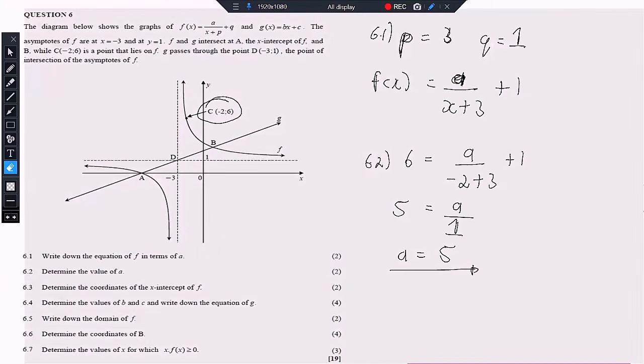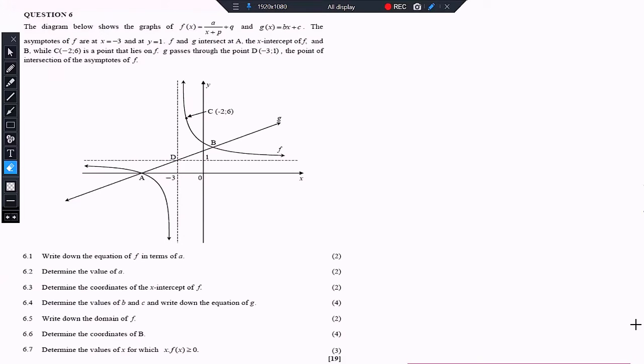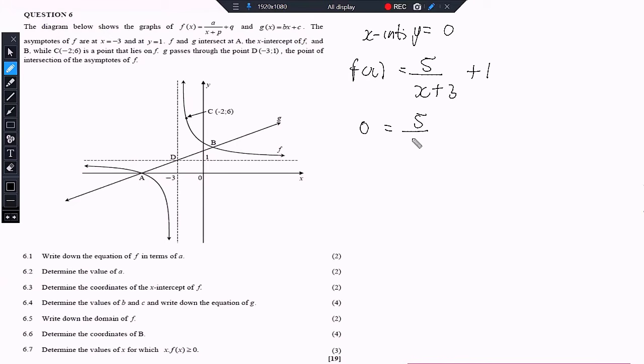And now 6.3 is saying determine the coordinates of the x-intercept of f. So that means for the x-intercept, we must remember to make y 0. And then let's write our equation now that we have the value of A. That's 5 over x plus 3 and then plus 1. And then remember, we make y 0. So we're just going to put 0 here. And then this is 5 over x plus 3 and then plus 1.